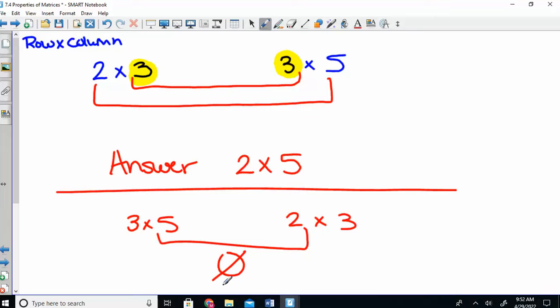So order actually matters when we're multiplying matrices. It's a little bit different than regular multiplication with numbers. So when I give you a problem, the first thing I'm always going to do is write out my dimensions. And then we're going to make sure we can multiply it. And we'll see what we get for our final answer.